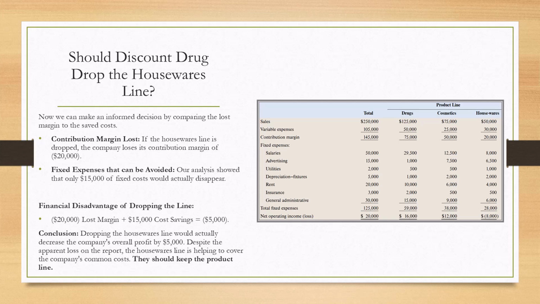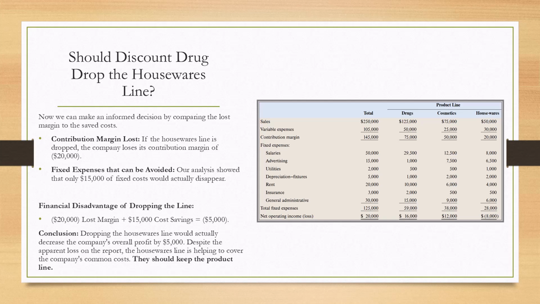Now that we've separated the relevant costs, we can make an informed decision by comparing the lost margin to the saved costs. If the housewares line is dropped, the company loses its contribution margin of $20,000. Our analysis just showed that only $15,000 of fixed costs would actually disappear. The financial impact is therefore a $20,000 loss in contribution margin offset by only $15,000 in cost savings, resulting in a net financial disadvantage of $5,000.